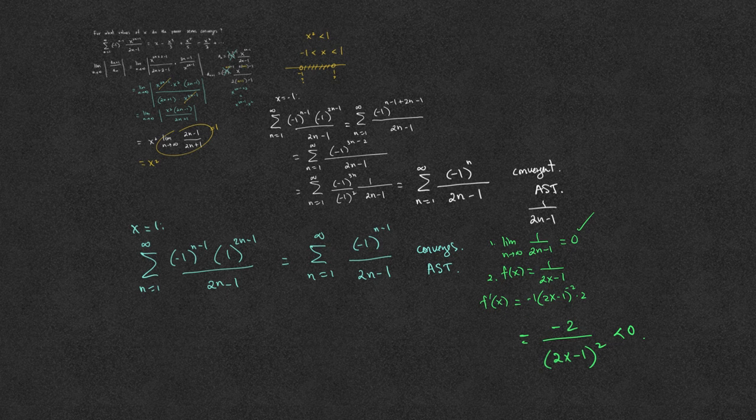We conclude that the given series is convergent for all x in the closed interval from -1 to 1. This is for all x on the closed interval, with square brackets. This is -1 less than or equal to x less than or equal to 1.